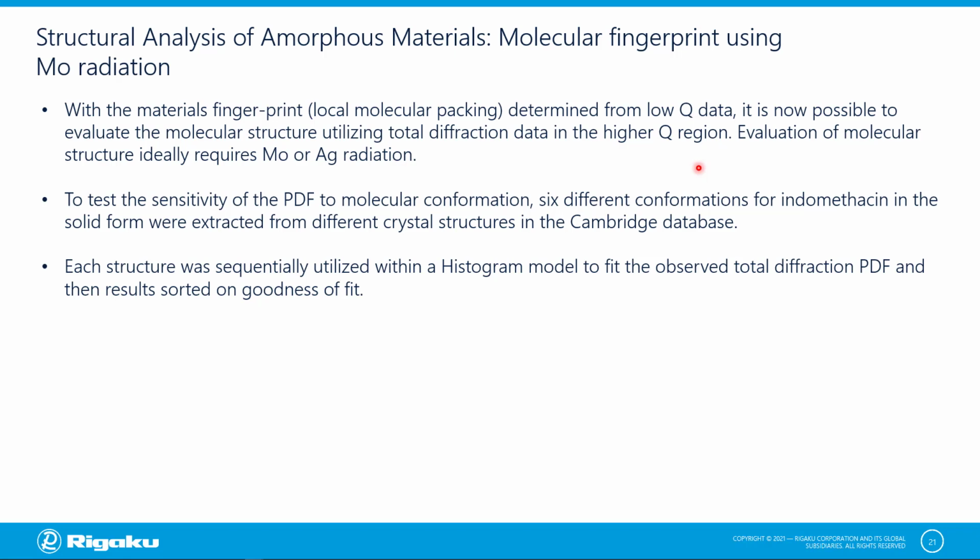So once you have your first estimate of this local packing arrangement, the next thing you really want to do is then go on and refine the molecular structure. Can you extract more information about the molecular structure itself? But really, to do that, you'd have to move to molybdenum or silver X-ray radiation. That's actually very, very difficult to do with just copper. And you'd need to collect data over the full diffraction range out to Q of 17 or 23 or so, whatever is allowed on your system.